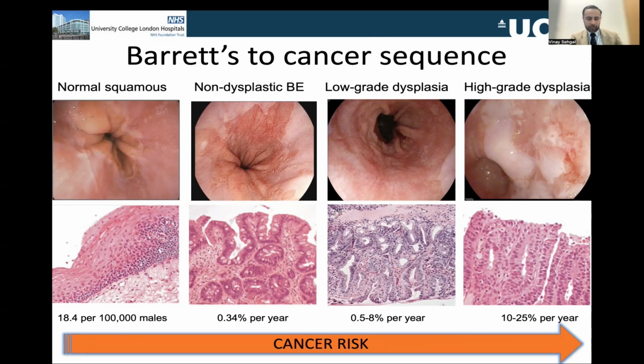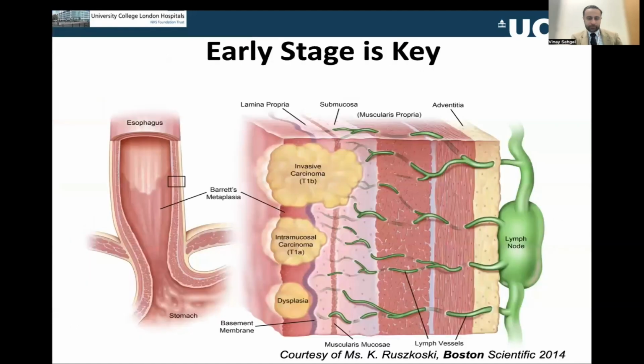risk increases. This is clinically relevant because Barrett's esophagus remains the only identifiable pre-malignant lesion for esophageal adenocarcinoma, the incidence of which has increased significantly in the Western world in the past 30 to 40 years.